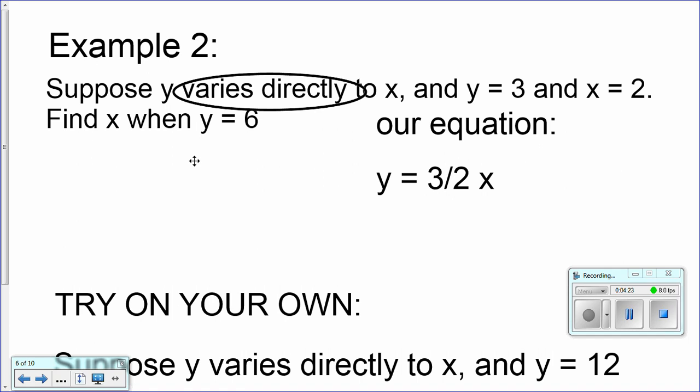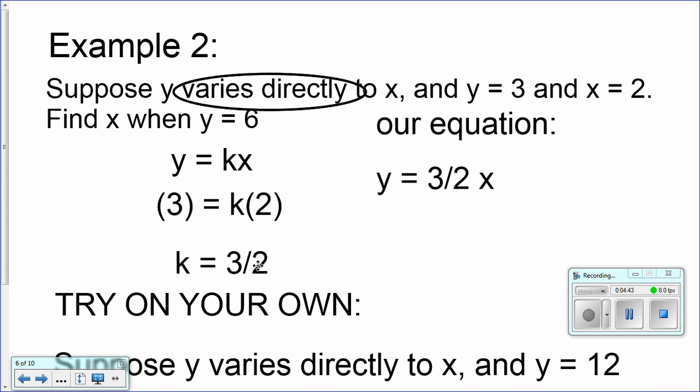So varies directly means that it's direct variation. So we've got y equals kx. The only thing we need is k, but they didn't give that to us. So we're going to find k, and we're going to plug in the x and the y that we know match up together, the 3 and the 2. Plug that in, and we just solve for k. So I divide by 2 on both sides. I get k equals 3/2. So our equation for this specific problem is y equals 3/2 x. So I'm going to plug in the y and solve for the x value. So 6 equals 3/2 x.